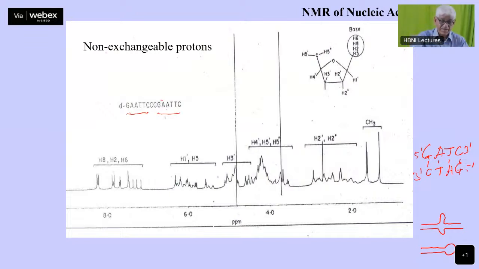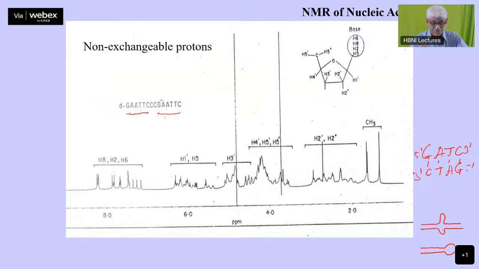Now, a typical NMR spectrum of this is of the non-exchangeable protons. In the non-exchangeable protons, what are we going to see? We will not see the imino protons and the amino protons. We will only see the sugar protons and the base protons, and they are indicated here. The methyls appear in this region. H2', H2'' appear in this region as I indicated before, and the 4', 5', 5'' protons appear in this area.